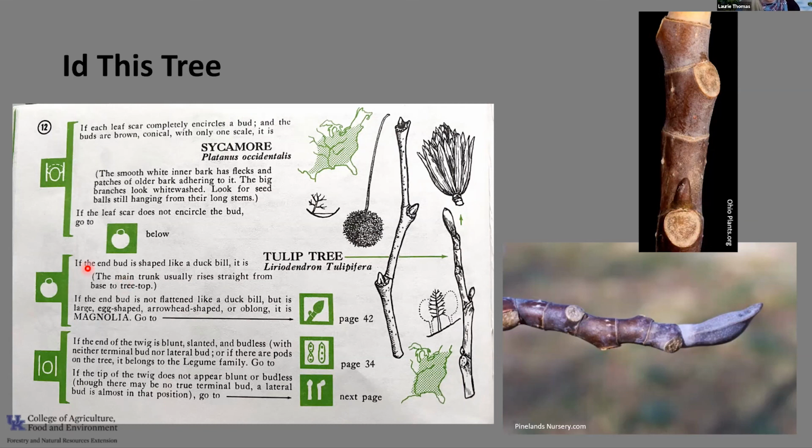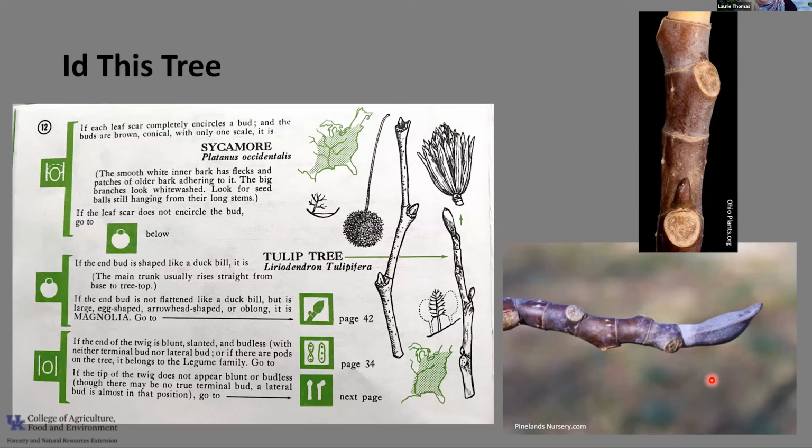So we go down to this next bracket, and it says if the end bud or the terminal bud is shaped like a duck's bill, it's a tulip tree or a yellow poplar. Or if the end bud is not flattened like a duck's bill, but is large and egg-shaped or arrowhead-shaped or oblong, it is a magnolia. Well, you can see this picture right here. I would clearly say that looks very much like a duck's bill. In fact, that's one of those things we always say about yellow poplar. The terminal bud looks like a duck's bill. And it has two bud scales, and it's a valvate bud. So there's just those two on there, and it gives it that great look to look like a duck's bill.